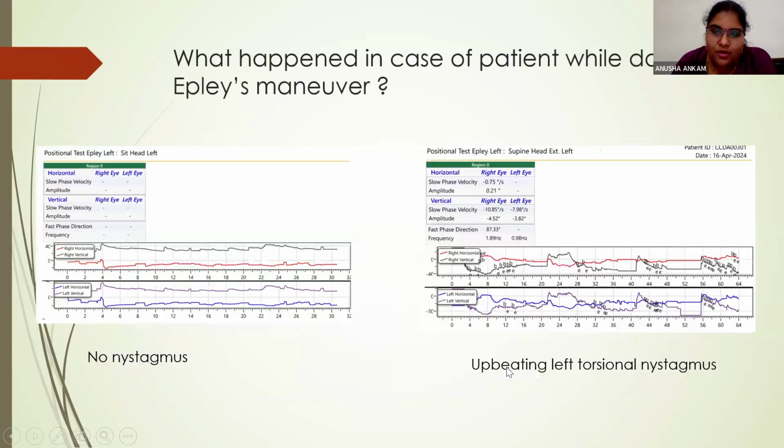But what happened in my patient is, see, here we started with the sitting position, head turned to the left, 45 degrees. Here obviously there is no nystagmus because there is not much movement of otoconia. Then the next step is head extension with the left side turn. Here this got triggered, which is expected. That means upbeating with left torsional nystagmus we can see here.